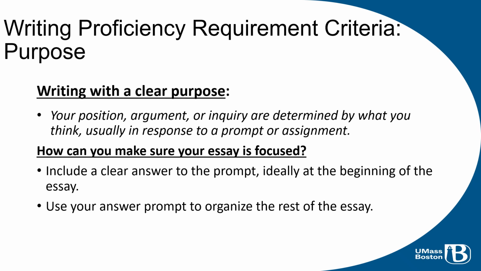Now we are going to spend a short time going over the different grading criteria. So the first criteria for grading is the purpose category. Writing with a clear purpose involves having a sustained focus on a position, argument, or inquiry. So your position, argument, or inquiry, those are all determined by what you think, usually in response to a prompt or assignment. A proficient essay clearly states its focus and maintains that focus throughout the entire essay, and a proficient essay presents a methodical, connected discussion.